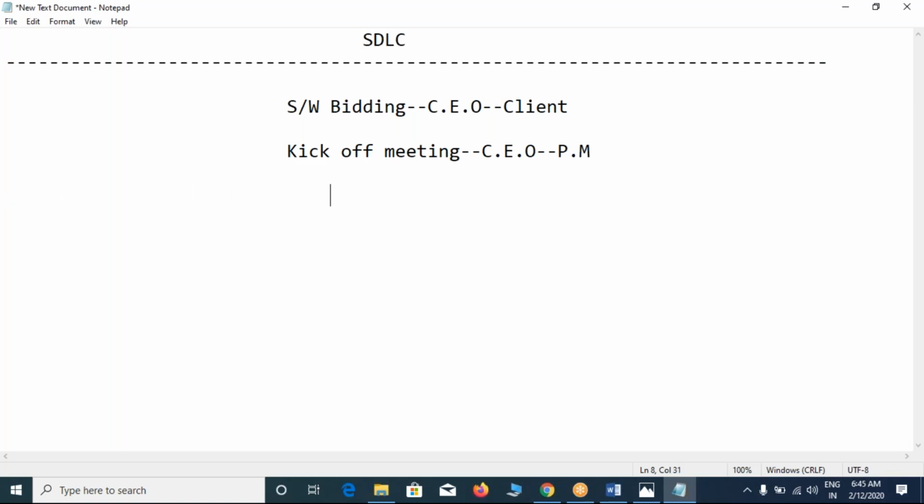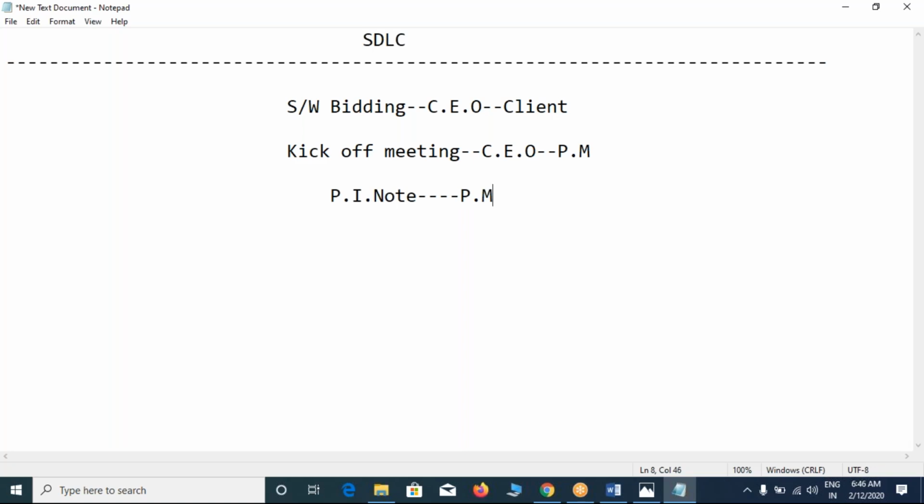He will prepare one document. How will he share the information? Not through WhatsApp, okay? He will prepare one mail or document, called the project initiation note, which is like an information note, prepared by the project manager. It contains just the information of the current project.